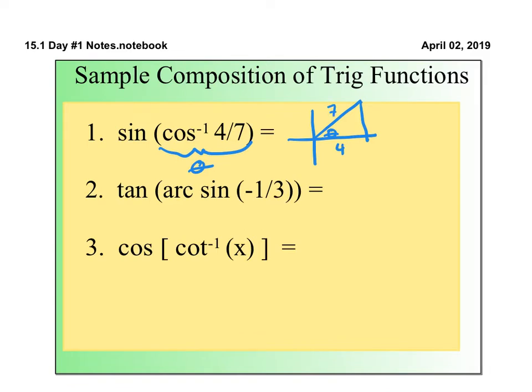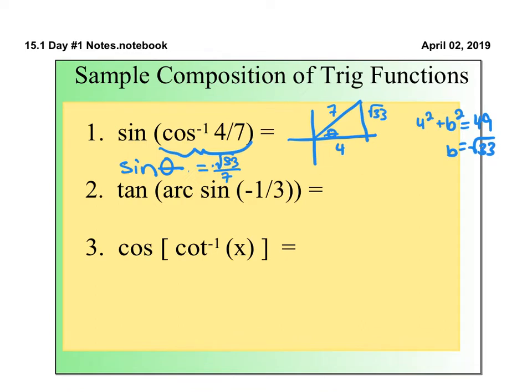Okay, I need to use a little Pythagorean theorem. 49. So I think b is the square root of 33. Okay, if b is the square root of 33, that means that the sine, I'm going to get rid of my work because I've run out of room. That means the sine of theta, I have theta in my triangle, so the sine of theta is opposite over hypotenuse, which is root 33 over 7.